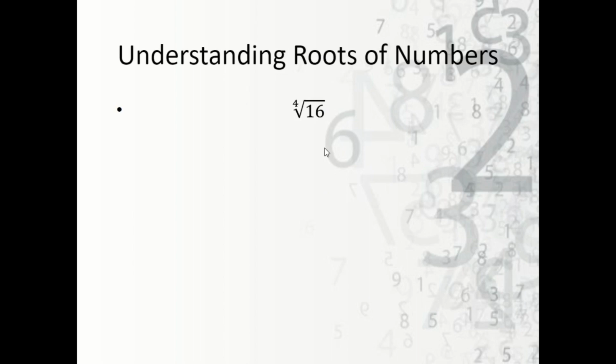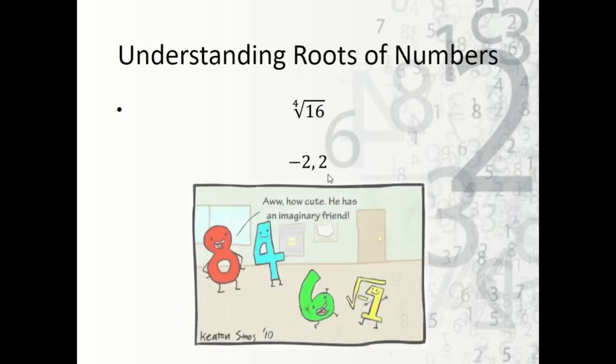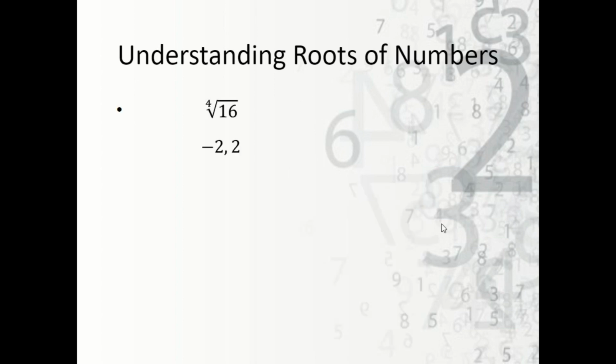So here we have the fourth root of 16 again. We know that the answer is -2 and +2. We just came up with that. But what we need to notice is there's a fourth root, which means there's got to be 4 roots, and we only have 2 of them. So here's our little meme that says, oh, how cute, he has an imaginary friend, because he has the square root of -1 here. So the other 2 roots do exist, but they must be imaginary.